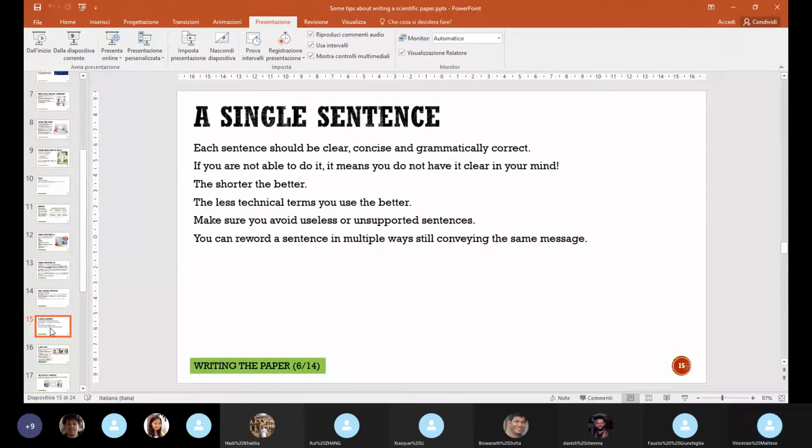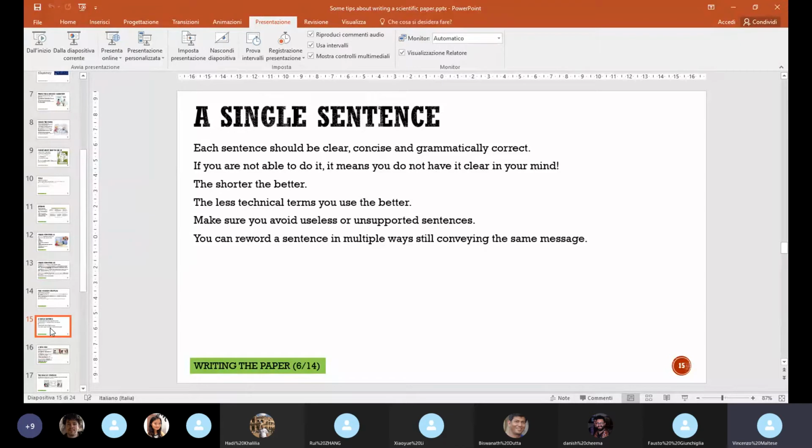For instance, I can say, I wrote a paper together with Fausto. Or I can say, Fausto and I wrote a paper together. Or there is a paper which is co-authored by Fausto and me. Or I can say, the paper has been co-authored by Fausto and me. So you see, there are many ways to state the same thing.